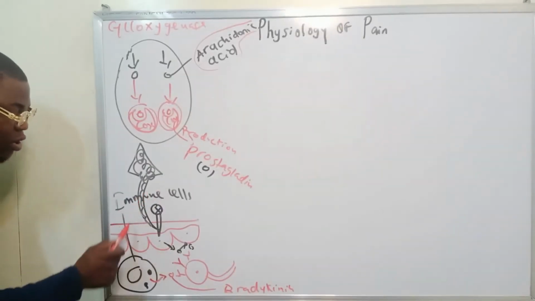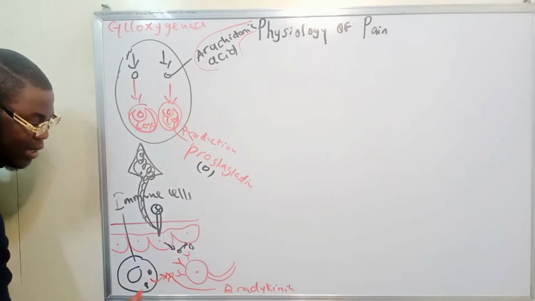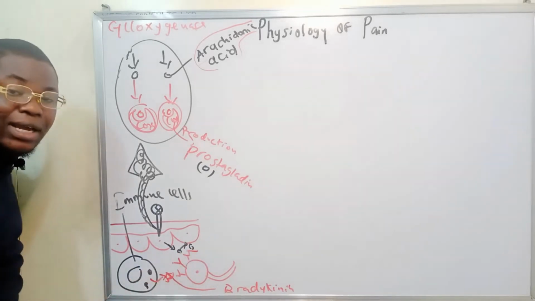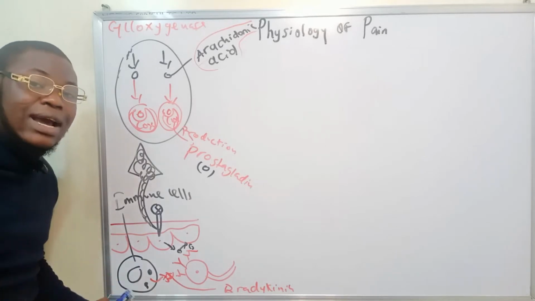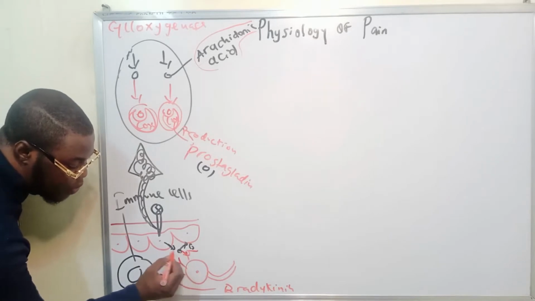Immune cells too can also release what? Bradykinin. So, we have PG and the B now. Prostaglandin and bradykinin. Now, what are these prostaglandin and bradykinin going to do? They will bind with what?